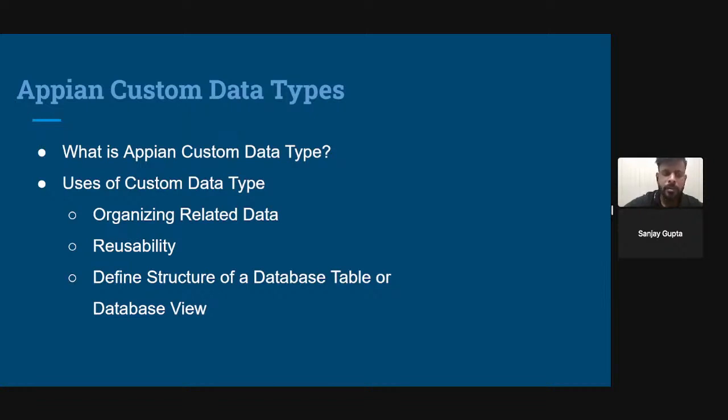Second is reusability. Suppose there is an address, and I want to use the address in multiple types. An address can be for an employee, for a customer, for a particular office or an organization.